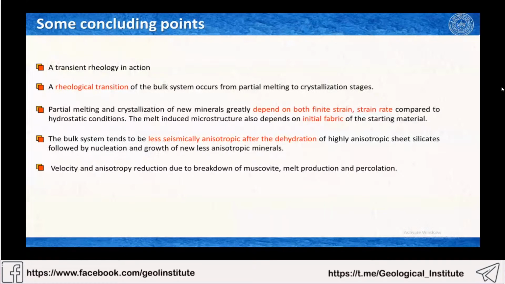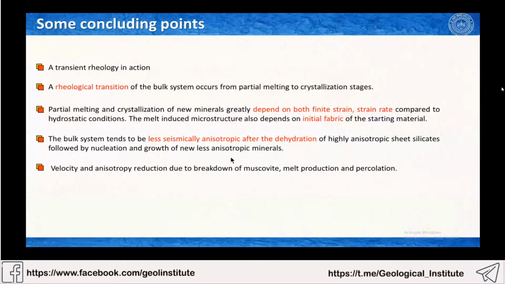So particularly for this study, yes, we have demonstrated that there is a transient rheology in action, and the rheological transition of the bulk system does happen due to partial melting and crystallization from the melt, at different stages. The formation of new minerals greatly depends on both finite strain and strain rate, which I did not show here. But yes, finite strain, we have seen that there is a significant difference between when you deform the rock and when you don't deform the rock.